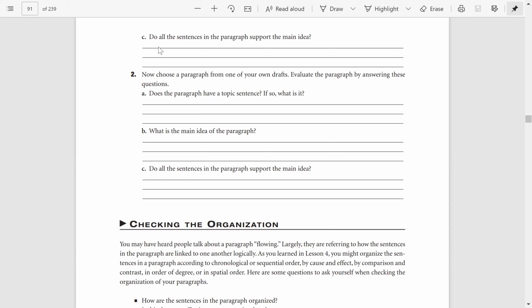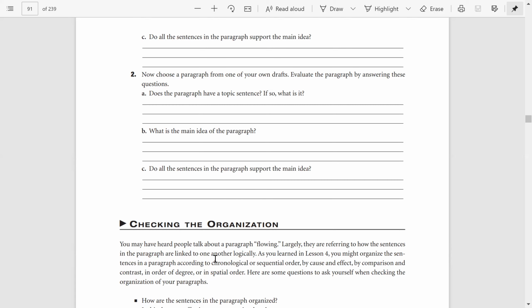Now choose a paragraph from one of your own drafts. Evaluate the paragraph by answering these questions. If you practice in this way, you will be more capable of finding the focus and organization in any paragraph. All right. In this way you will be able to make your draft more focused and organized. So practice is necessary in order to make your writing more focused and more organized.